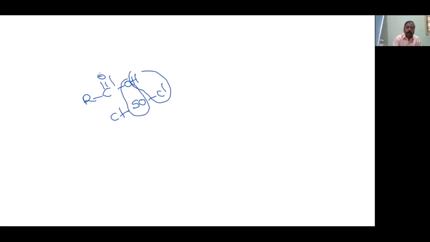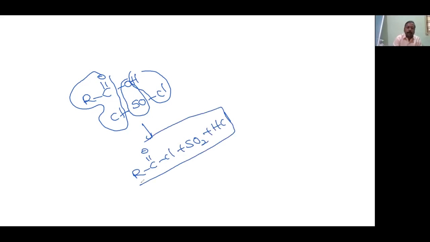So 3 products. What are those 3 products? RC double bond OCl plus SO2 plus HCl. This is our answer. Is that clear to you? This is how to find out the product only once. I hope all of you understood now. Now let's see the next answer.